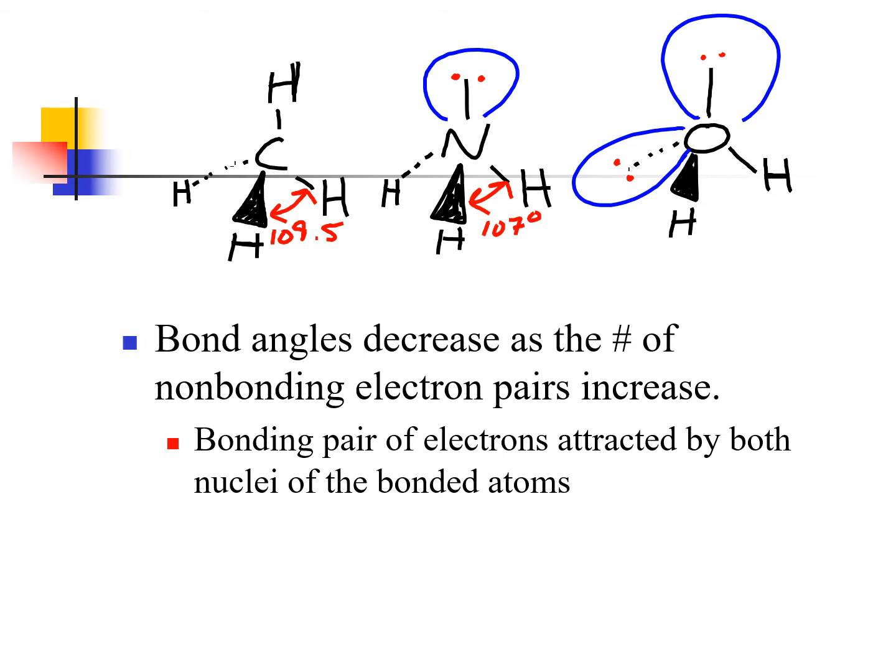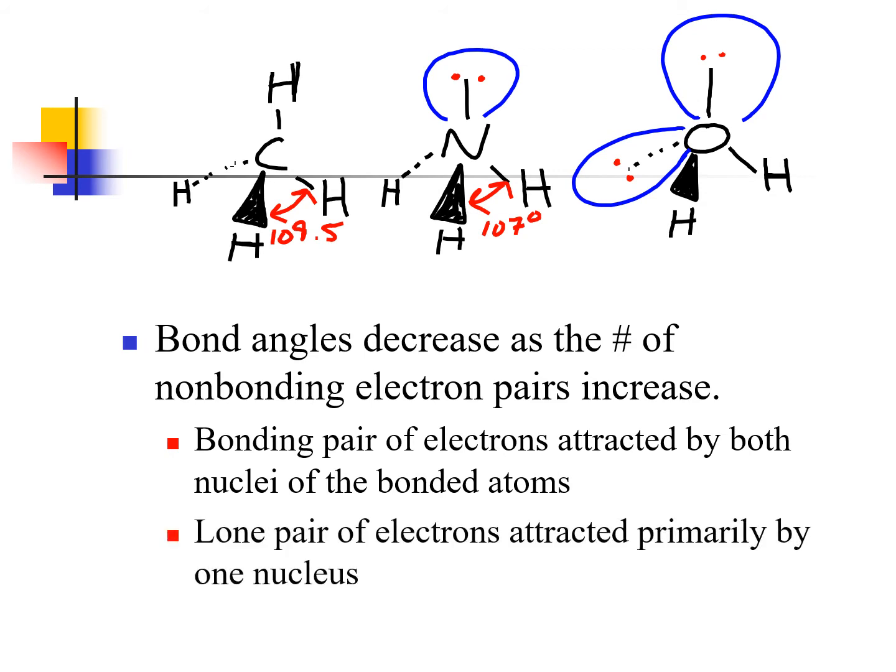That's because those bonding electrons are attracted by both nuclei of the bonded atoms, so they're kind of stuck in between. But the lone pair of electrons, they're almost like those wacky waving arm inflatable guy things, waving all over the place. They're only bound to one location, so they take up more space, reducing the bond angles.